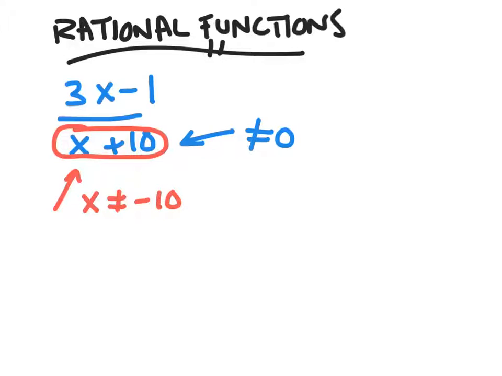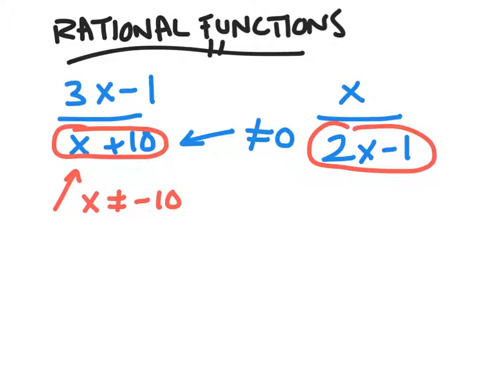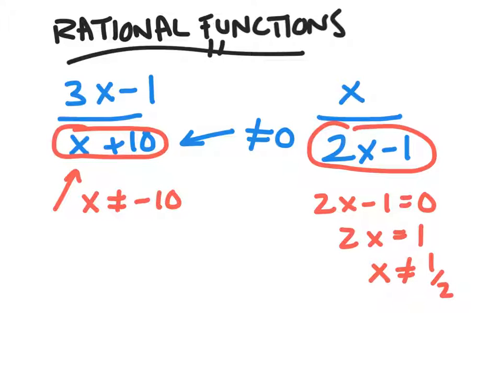In the same way, if I had this kind of guy here, I could never let this denominator equal 0. So in this case, I cannot let 2x minus 1 equal 0, and 2x equals 1. So x could never equal 1/2, because then it would create a 0 in here, and that again creates a problem.